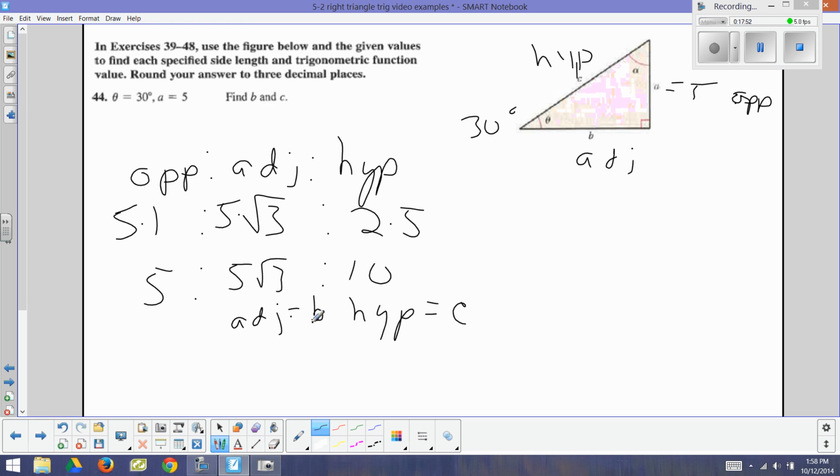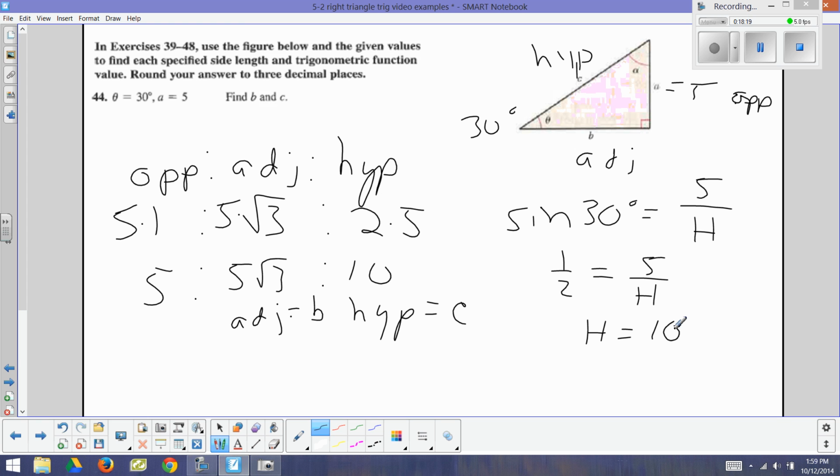Okay. Another way you could use your calculator, and you know that the sine of 30 degrees is equal to opposite over my hypotenuse. And then you could solve it. Sine of 30 is a half. You don't even need the calculator to do it. You could do it this way too. Cross multiply, hypotenuse is equal to 10.